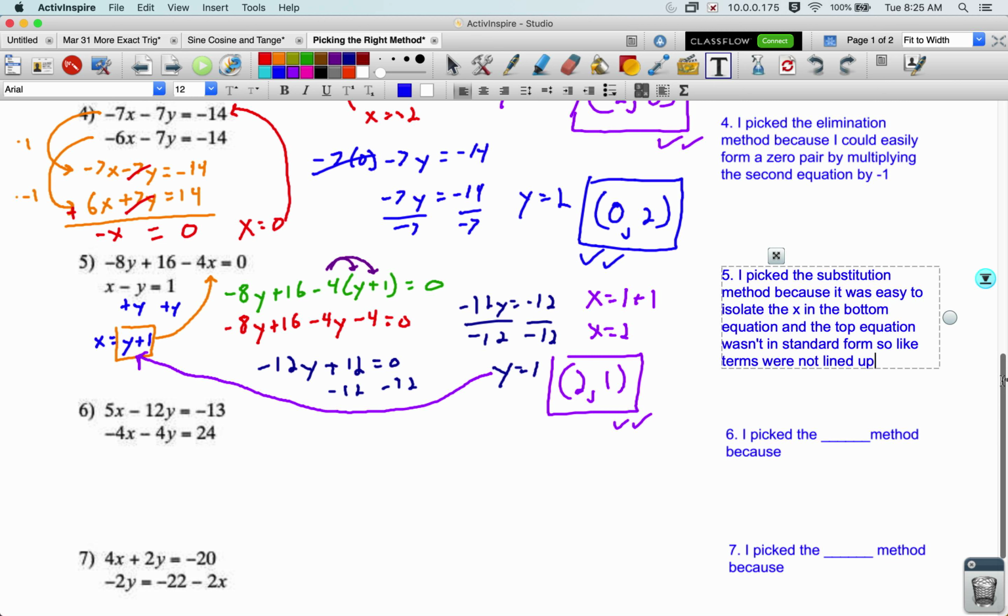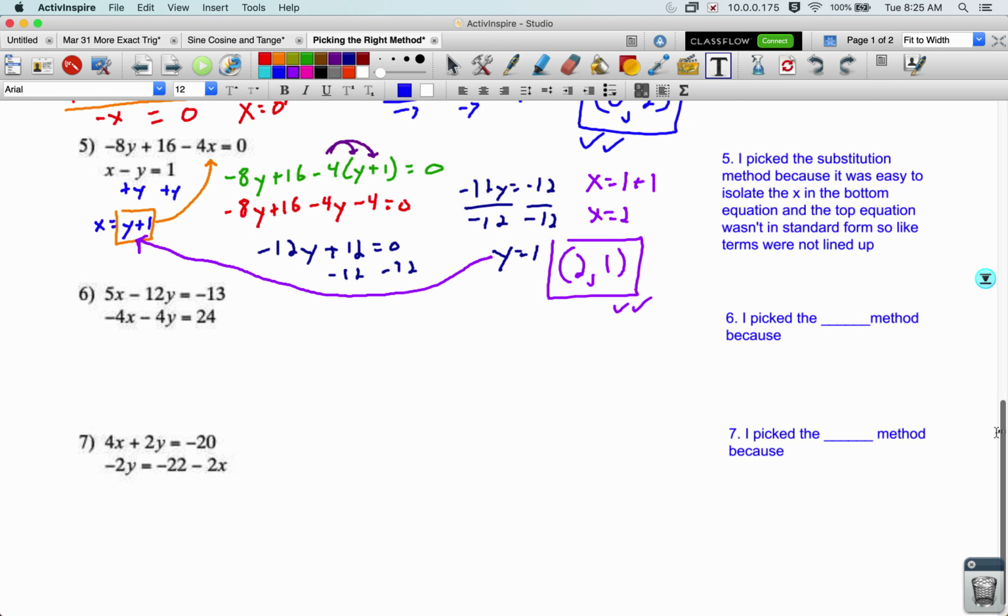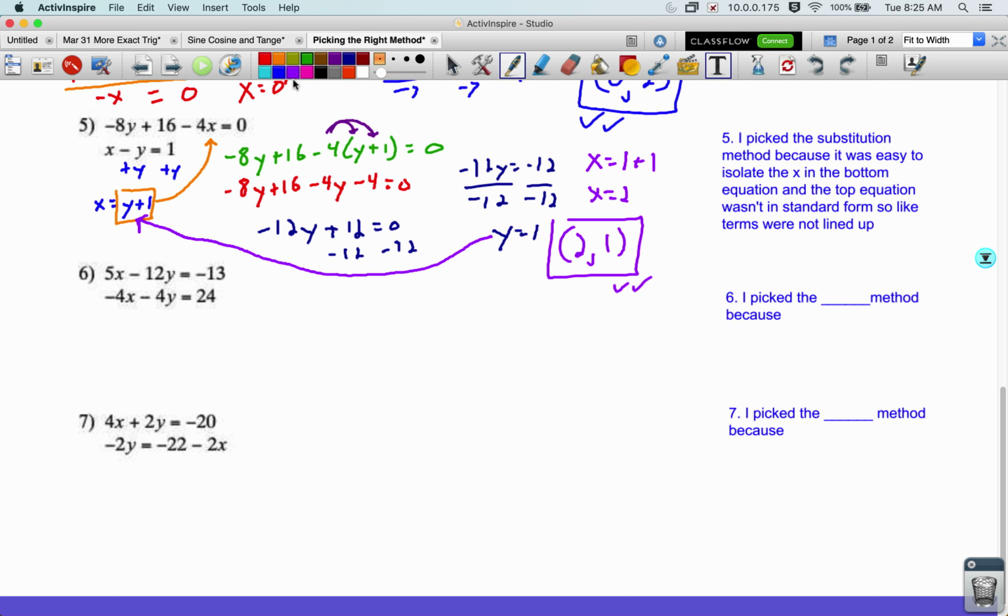All right, number 6, two more. Which method would be best for this? I think elimination. And the reason is it would be somewhat difficult to isolate a variable here. It could be done, especially in the bottom here, because everything is divisible by 4, and I could get one of those variables by itself. But I think elimination is going to be easier just because these are in standard form. You've got like terms lined up, and we do have multiples here. -12 is a multiple of -4, so we can get a zero pair pretty quickly.